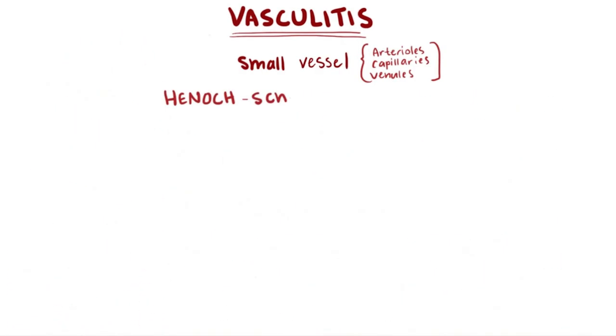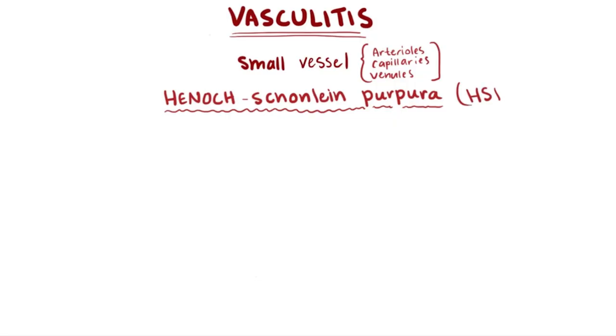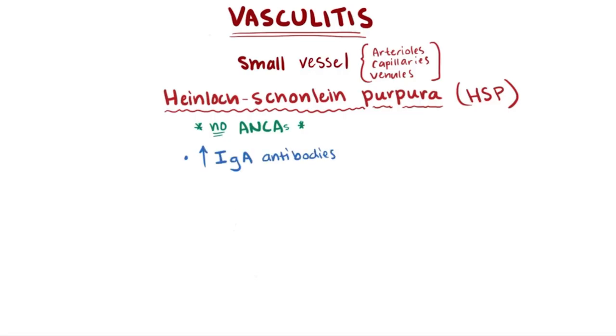Next up is Henoch-Schönlein purpura. Now, unlike other small vessel vasculitis diseases we've talked about, Henoch-Schönlein purpura, shortened to HSP, doesn't involve ANCAs. Instead, we find elevated levels of the IgA antibodies floating around in the blood.